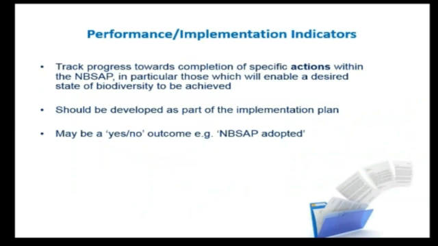Performance implementation indicators are tracking progress towards the completion of specific actions within the NBSAP. And so they are part of your implementation plan. So when you're detailing the actions and who's going to be responsible for them, then the implementation indicators should be relatively straightforward to say, did we achieve this action or not? And it might be in some cases a yes/no outcome, such as is the NBSAP adopted?